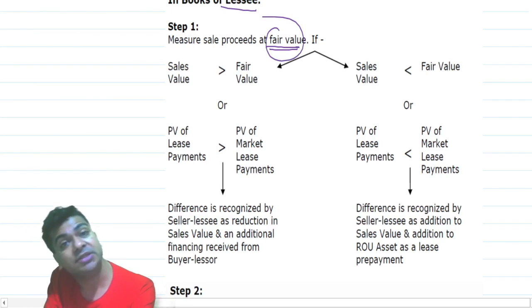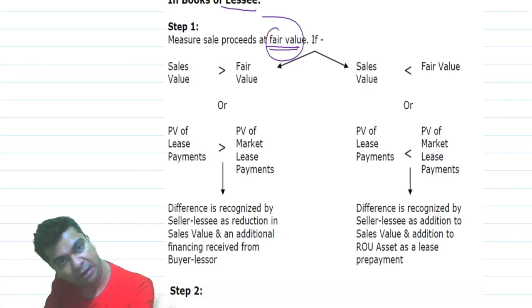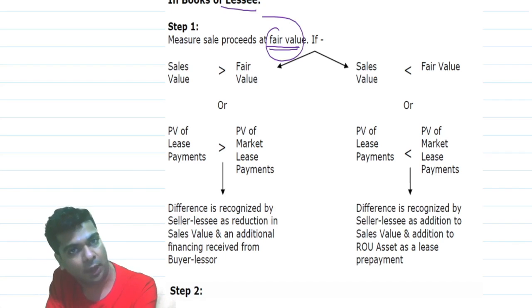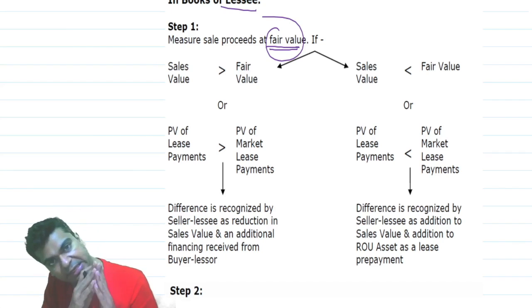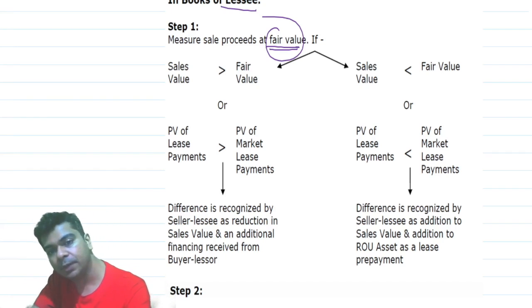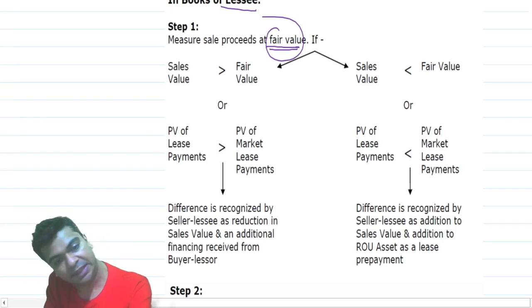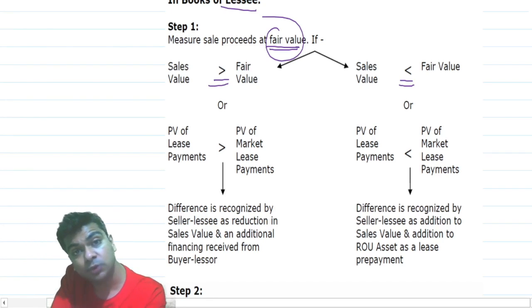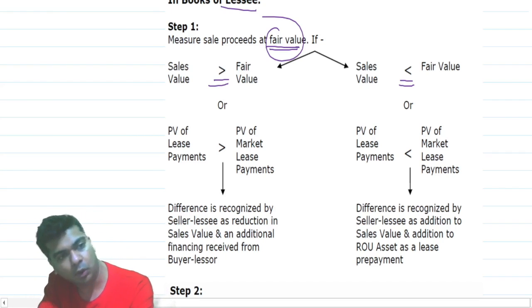In an ideal situation, sales value and fair value both will be equal. What if it is not? If it is equal, then the accounting will be really simpler. But what if it is not? What if there is a difference between the sales value and the fair value? So two possibilities are there. Sales value is higher than the fair value, or sales value is lower than the fair value. Okay.